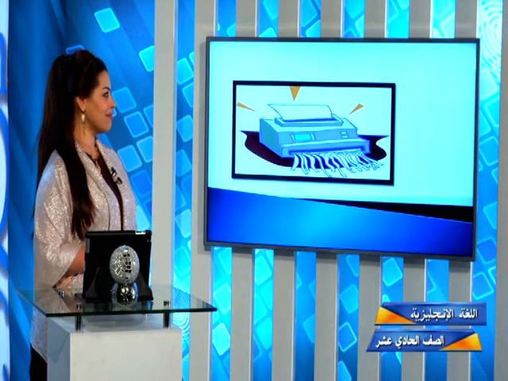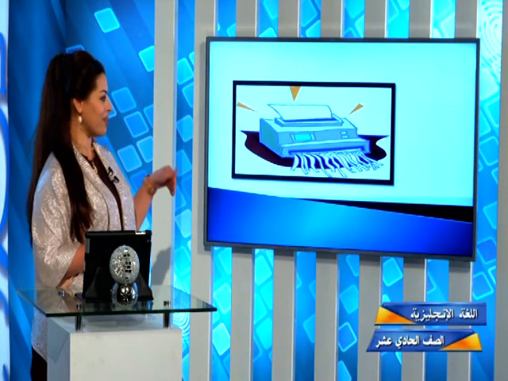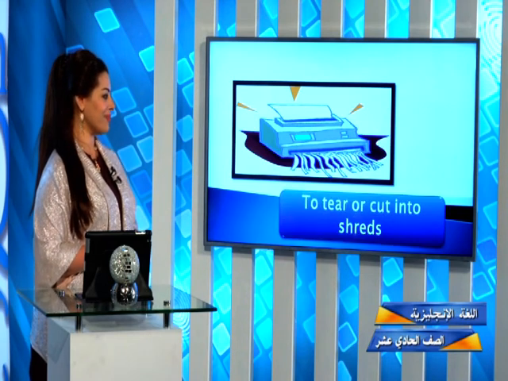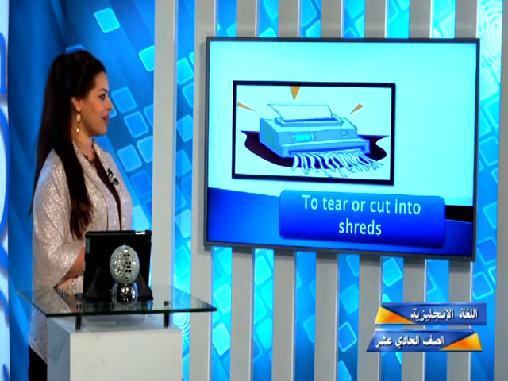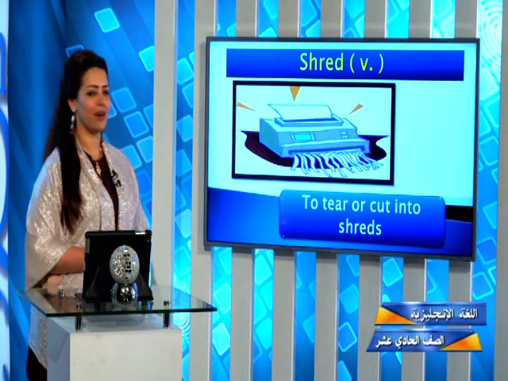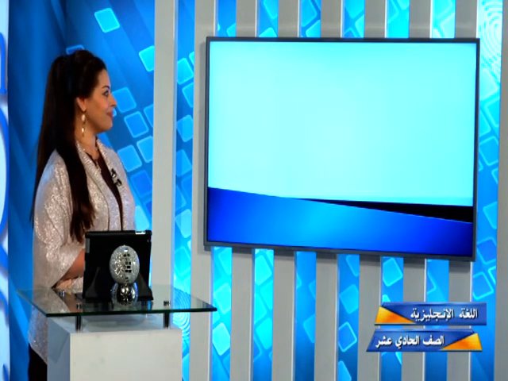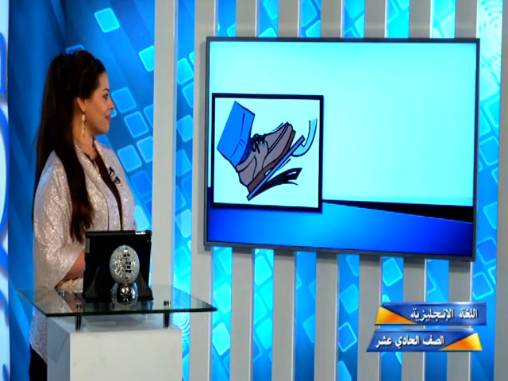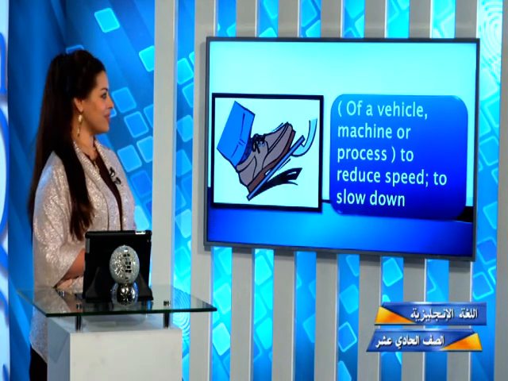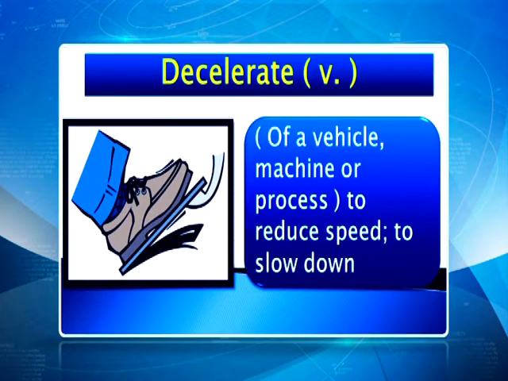What do you see here? This is not a printer. It looks like a printer. It's when you put a paper and look what happens to it. To tear or cut into shreds. So our word for now is shred. Shred. It's a verb. What do you see here? A foot, right? What's he doing? Decelerate. Of a vehicle, machine, or process to reduce speed, to slow down. It's a verb.